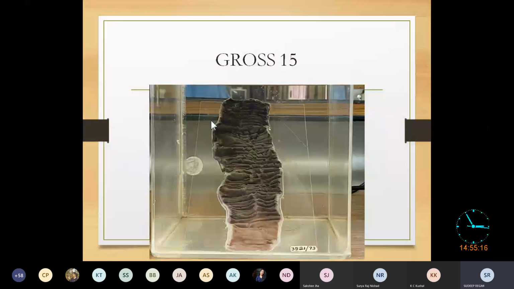Okay, this is the 15th gross specimen. Can anyone please discuss this? You can describe whatever you have been seeing. The gangrene of intestine. Okay, very good, gangrene of intestine. So what are the features in favor of the diagnosis? A well demarcated gray black area. Okay, the normal bowel. Here you can see there is a coagulative necrosis.